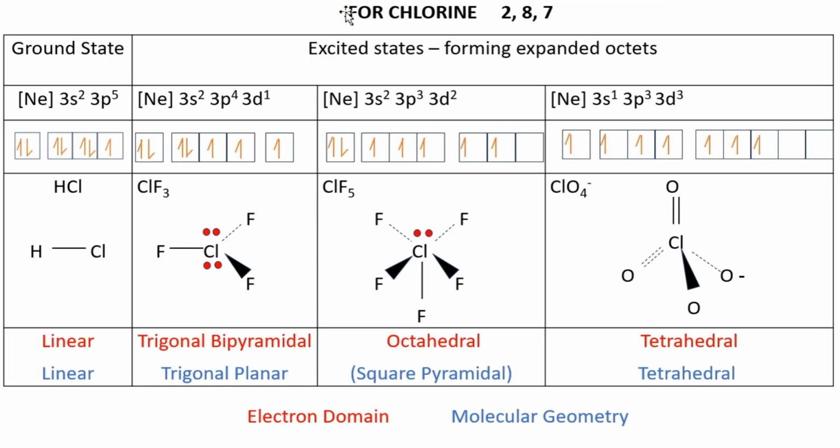First, chlorine. Electronic configuration 2,8,7. In the ground state, it would have the complete electronic configuration of neon, followed by 3s2, 3p5, as shown. One unpaired electron means that one covalent bond could be made, as is the case with HCl. One single bond. The electron domain geometry would be linear, as would the molecular geometry.